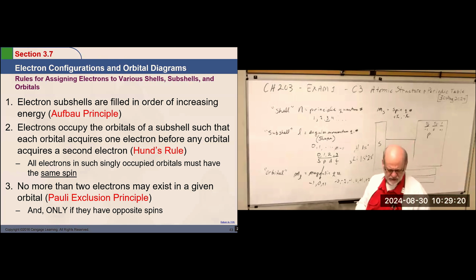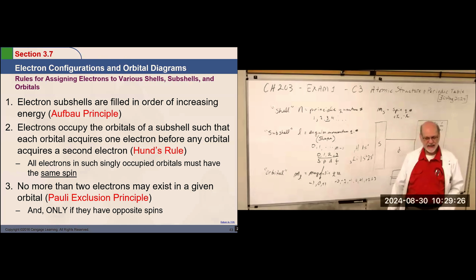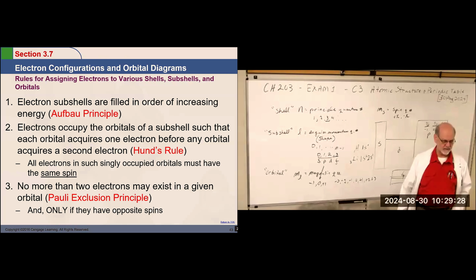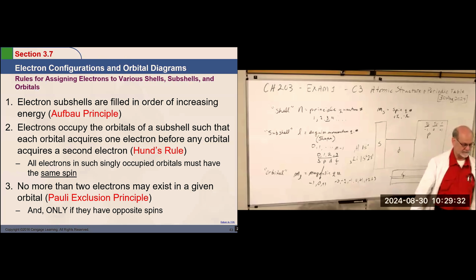And then the Pauli exclusion principle. It simply says that no 2 electrons can have the same set of 4 quantum numbers. Those 4 quantum numbers are unique for every electron in the atom.